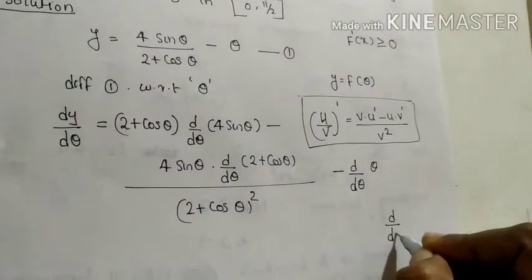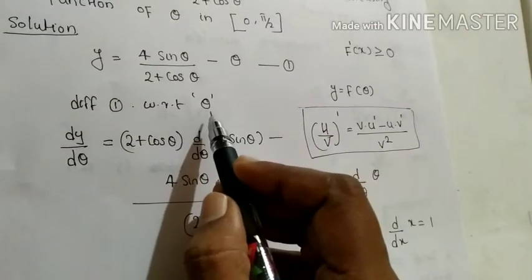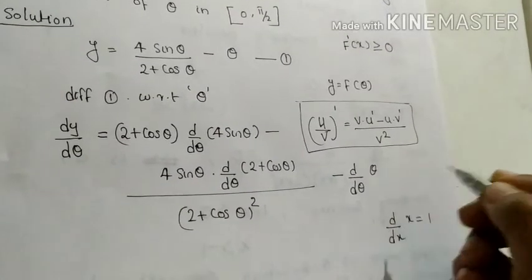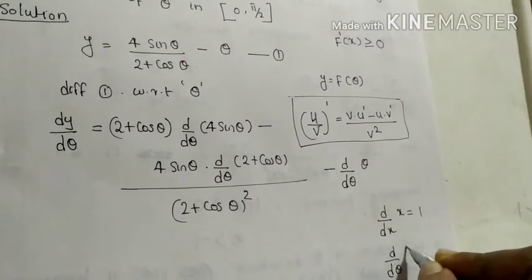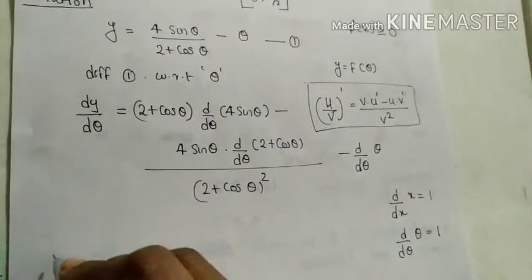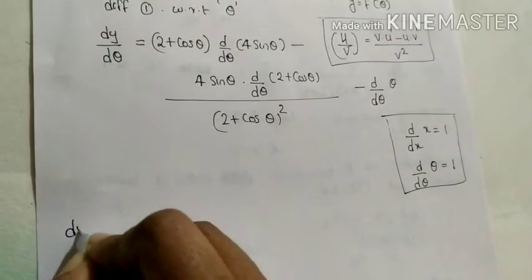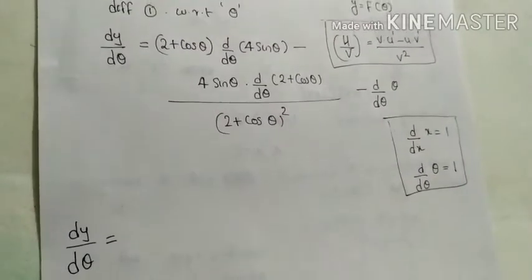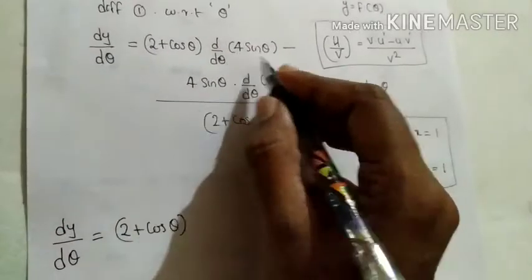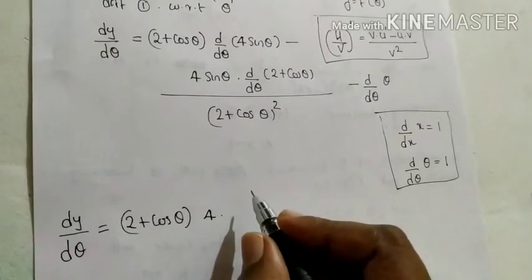We know that the standard derivative of x is 1. So here, differentiating with respect to theta, d theta by d theta, that means d by d theta of theta, is also equal to 1. Okay, so applying all these results, we get our dy by d theta will be 2 plus cos theta into derivative of 4 sin theta. 4 is a constant and we know that the derivative of sin x is cos x.